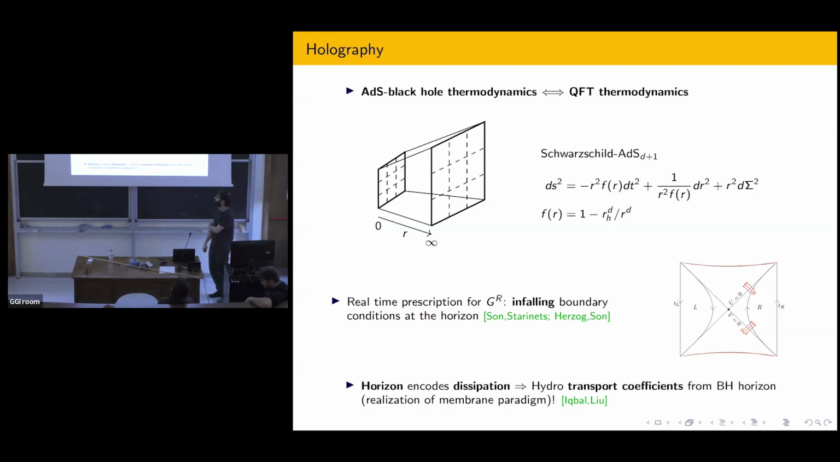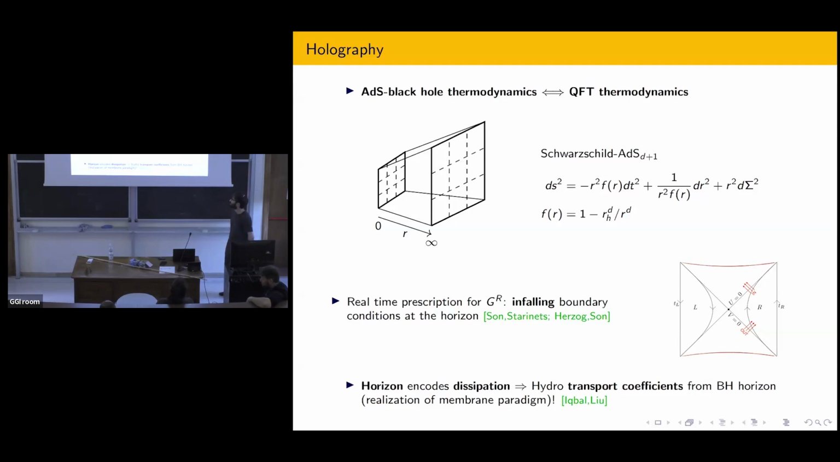So in the past, there have been some real-time prescriptions for obtaining retarded Green's functions. It's not always obvious what kind of conditions you need to impose very deep in the bulk, because you can have ingoing waves and outgoing waves. But due to physical reasons, it was argued that infalling boundary conditions correspond to dissipation from the quantum field theory side. Because stuff is lost: the bulk picture is that stuff is lost in the black hole, and the boundary picture is that stuff is dissipated into the environment.